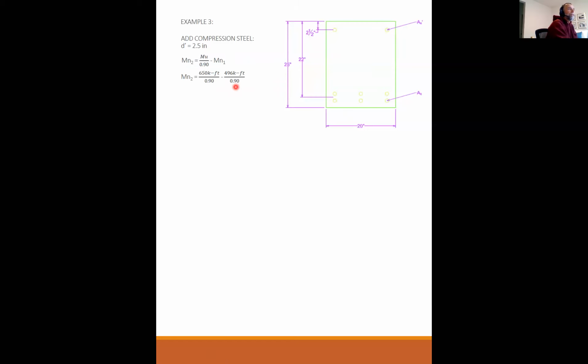Why did I put a phi in there? I think that's a typo. 496 already had phi on it. Okay, let's see. Does that work out? Minus 496. Actually, minus 496 divided by 0.9, 171. Okay.